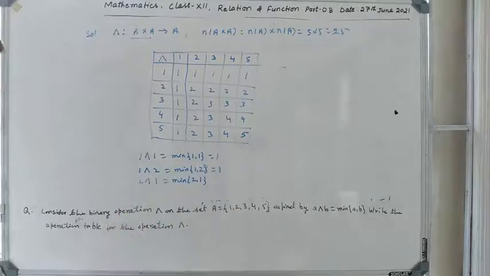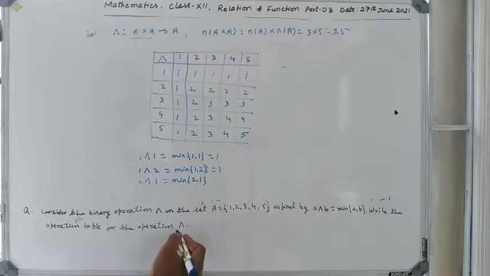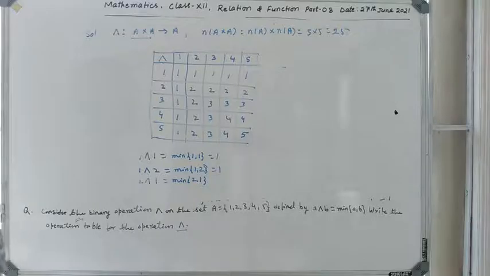So this is called the operation table for this operation. There are many questions in your textbook. You can solve those questions, and the questions are very easy. All questions are very objective. So this is the completion of your first chapter, relation and function.